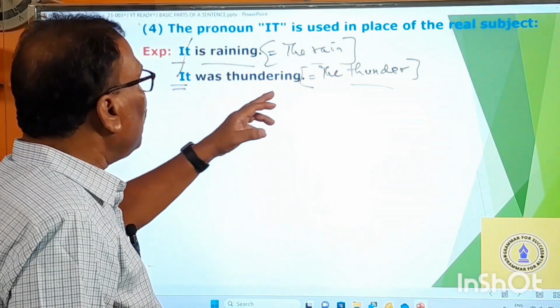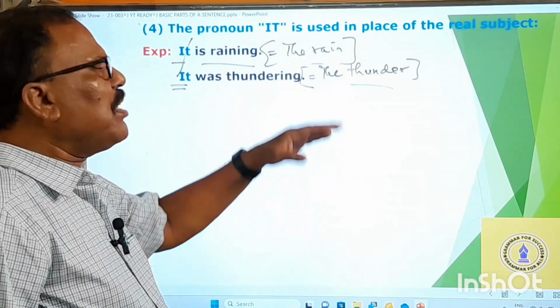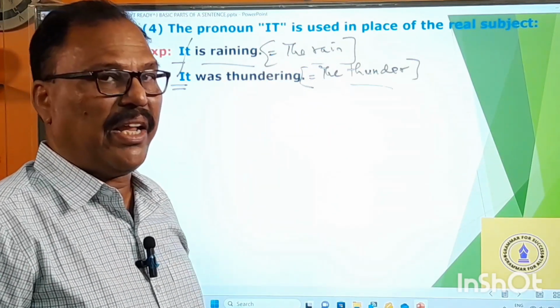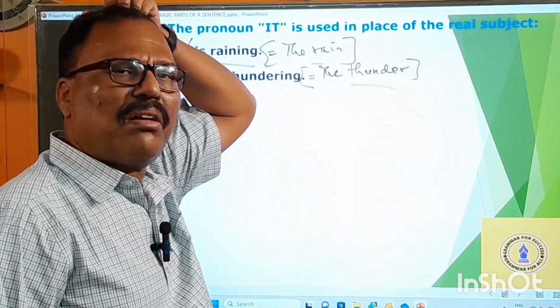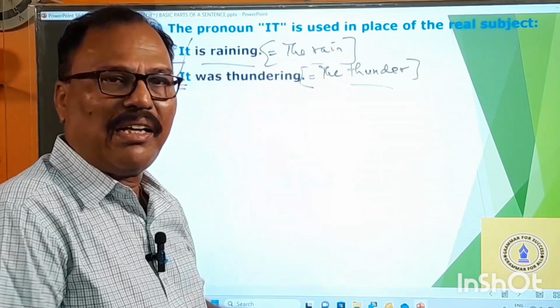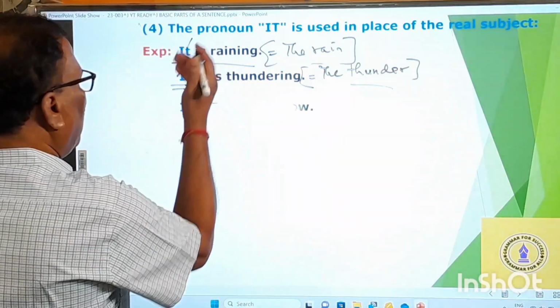But the sentence "it was thundering" means the thunder was thundering. But you cannot say that: the thunder was thundering, the rain was raining. All such constructions are awkward and ugly and odd also. Therefore, avoid such sentences. You begin the sentence with "it."